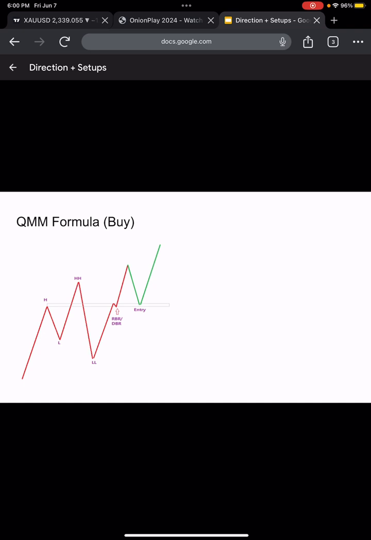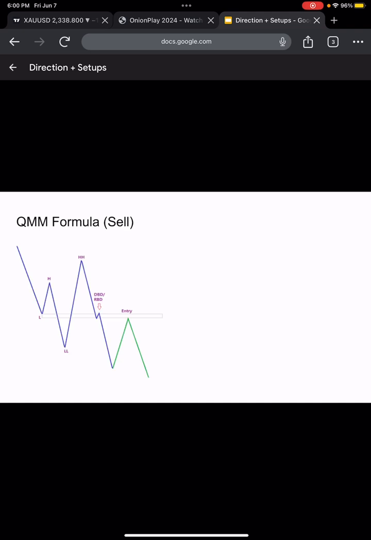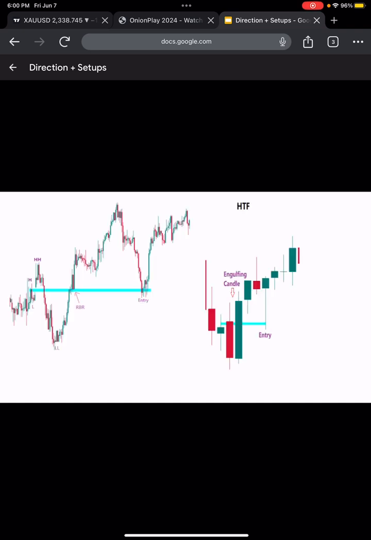So this is what it looks like: high, low, higher, high, lower, low, and then rally-based rally, or drop-based rally. Yeah, drop-based rally. So opposite for sell, you have drop-based drop or rally-based drop. So I'll show you what that looks like. So you have the high, the low, the higher high, the lower low, but then you have a rally-based rally. Price didn't respect it, so that would be the entry point.